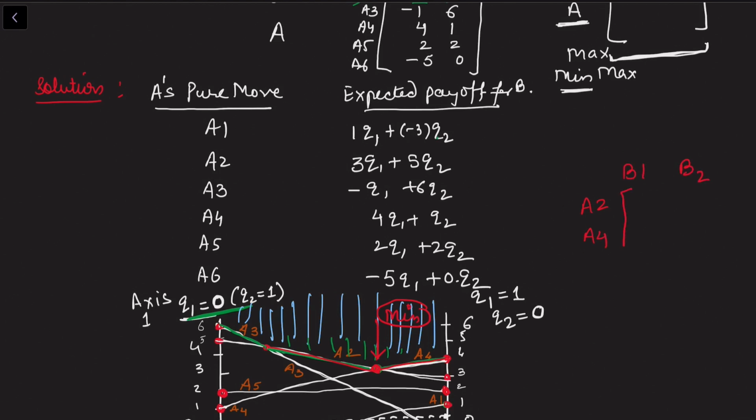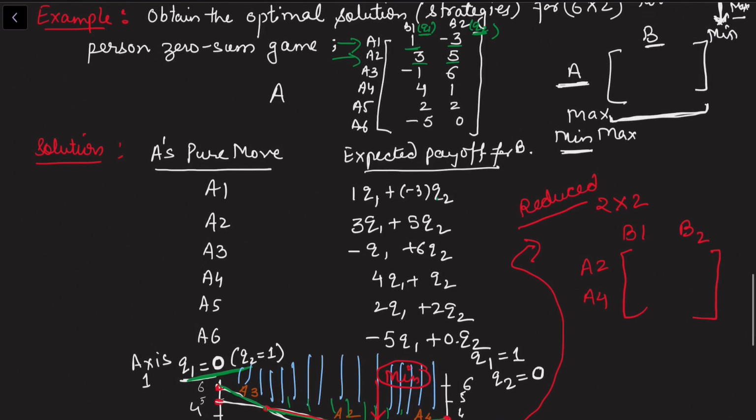And hence, this is our reduced 2 cross 2 matrix. This is from the graphical method that we have found. Once we write the 2 cross 2 data from the question, we have selected A2 and A4, so A2 is 3, 5 and A4 is 4, 1. And here we can apply the formula again. So we apply the formula to get the pure strategies.